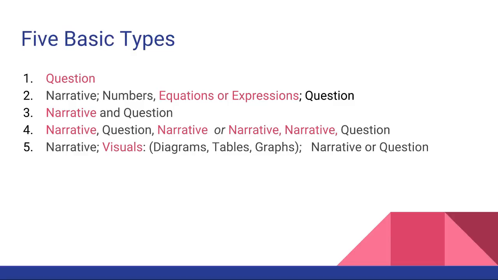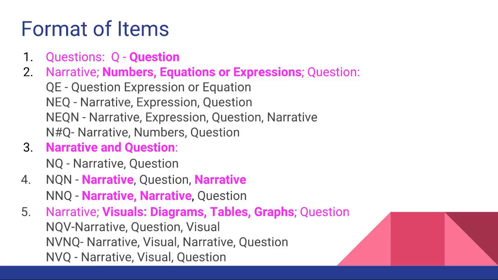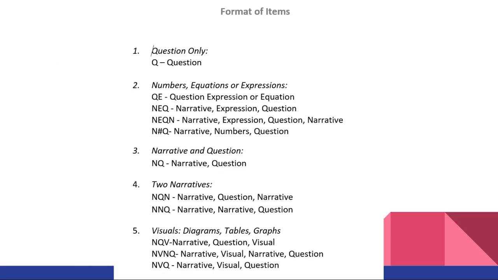Number 4 would be a narrative. Actually, number 4 would have 2 narratives. One would be a narrative, question, narrative, or a narrative, break, question. Number 5 would have visuals. That would be the distinguishing factor. So it could be a narrative, break, a visual, which could be a diagram, a table, a graph, a number line, and then a break, and then a narrative or a question. So this is the breakdown of each of these items, and you should have a sheet that was one of the attachments that has that breakdown for you.